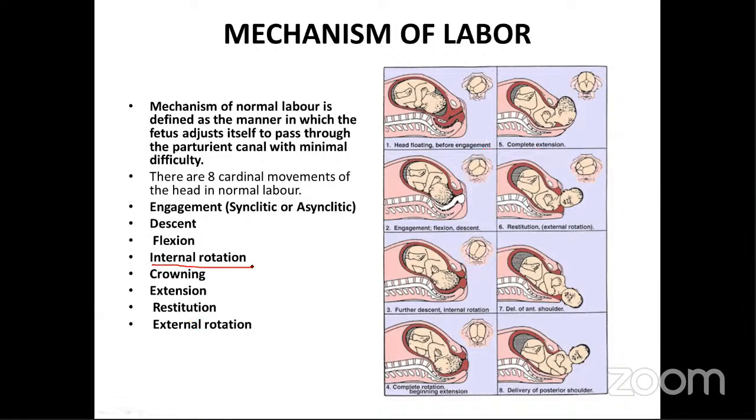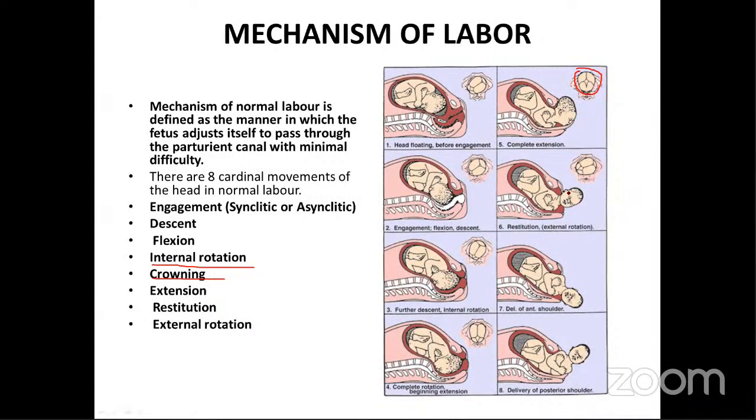So once the internal rotation is completed and the occiput is lying below the pelvis, then the next step of delivery is the crowning. Crowning is a stage where the fetal head will stretch up the introitus of the mother to such an extent that in spite of the contraction going away, it will stay in that position and the fetal head will not recede back. So that step is called crowning.